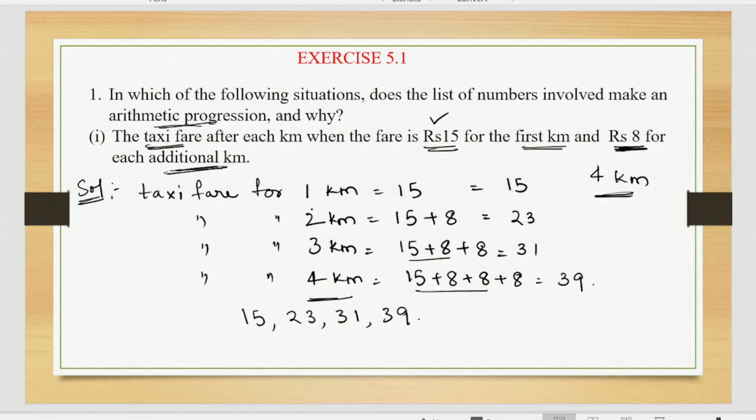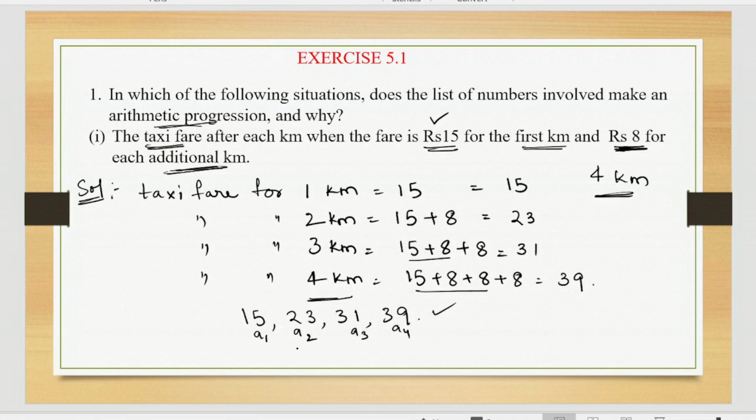Now what is the question? We need to see whether it is forming an arithmetic progression. How do we see if this is an arithmetic progression? If the common difference is the same, constant, we can say it is an arithmetic progression. So let us take this as A1, A2, A3 and A4.